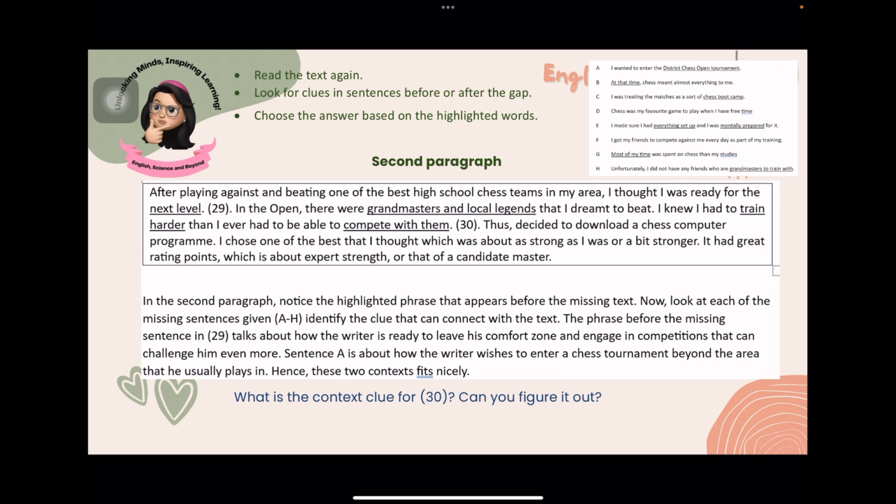In order to find the missing sentence in gap 29, my clue here is "next level." And actually, "best high school chess team in my area" could also be a good clue. The clue here is "in my area. I thought I was ready for the next level." And sometimes clues can also appear after the gaps, right? So the next clue for gap 29 is "there were grandmasters and local legends that I dreamed to beat." This one is the clue.